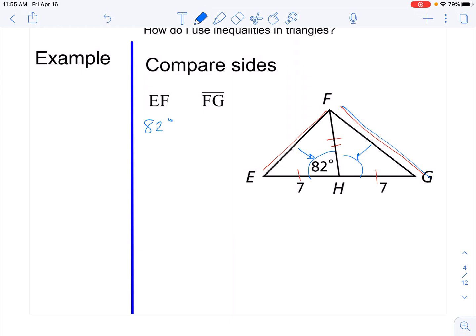but we do know that these two angles are supplementary. They're a linear pair. They form a straight line. A straight line measures 180 degrees. I'm going to do 180 minus 82 to get 98 degrees. That tells me this angle is 98 degrees. So the angle opposite side FG is 98 degrees. So I can say that 82 is less than 98, which means side EF is less than side FG.